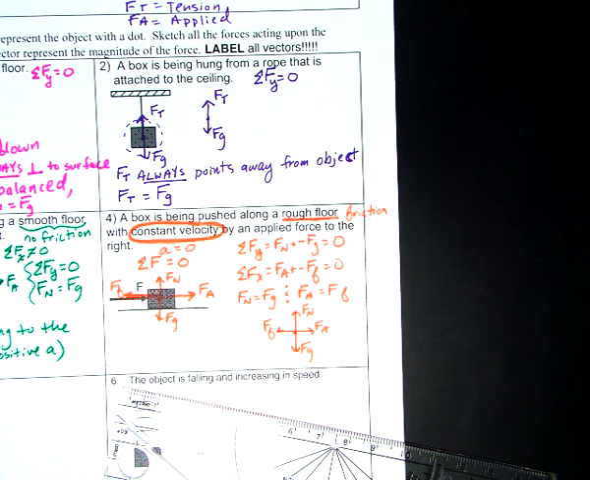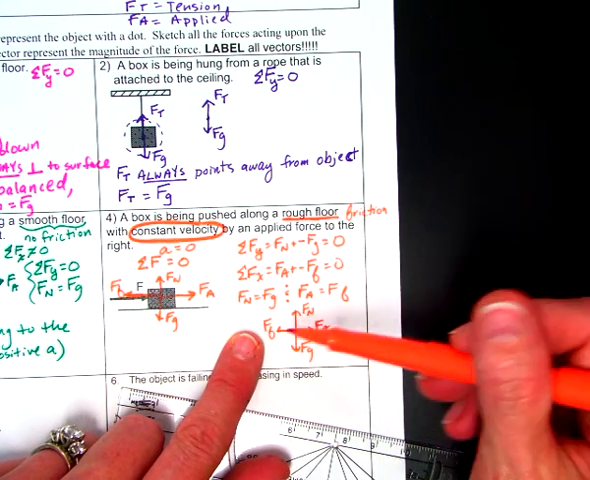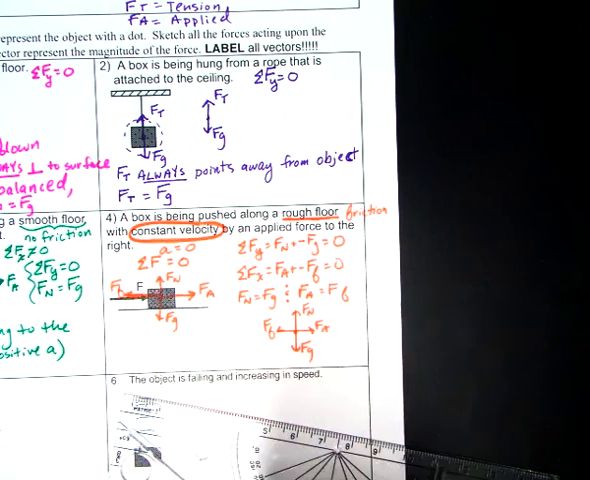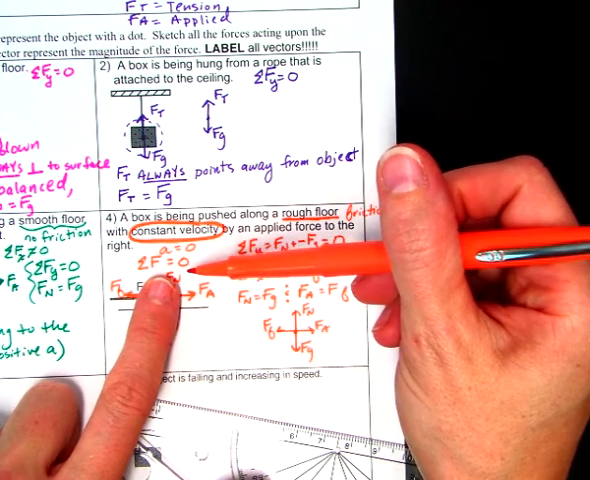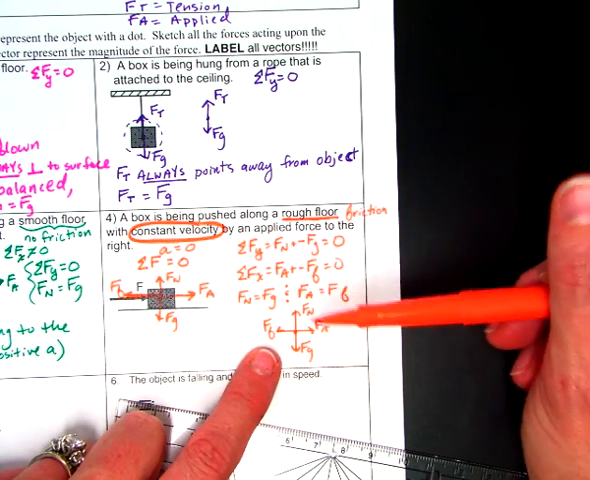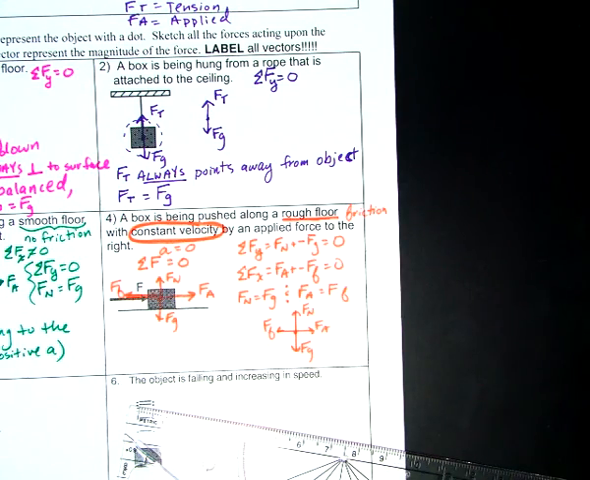And what was the key word in here again? Can you guys tell me? What was the key word that made me know that the vectors for applied and friction were going to be the same size? The constant velocity. Constant velocity. So if you are not changing speed, so you're either at rest or constant velocity, that's when the net force is 0. If the net force is 0, it's because the force vectors are the same size in opposite directions. All right. For number 5, we have an object.